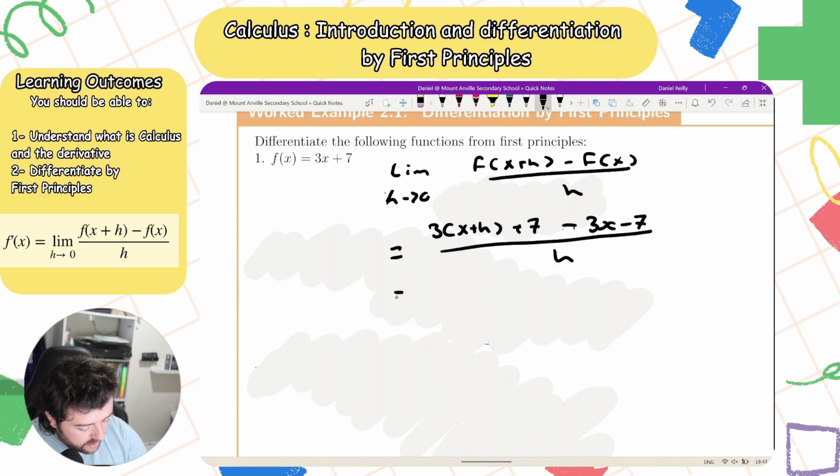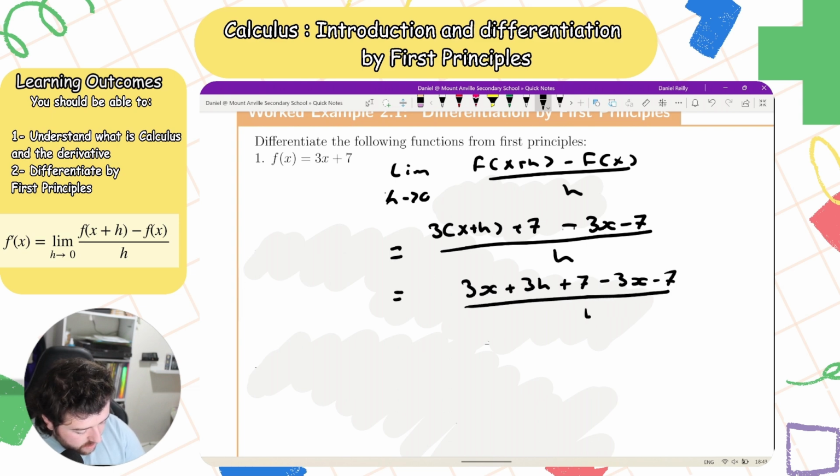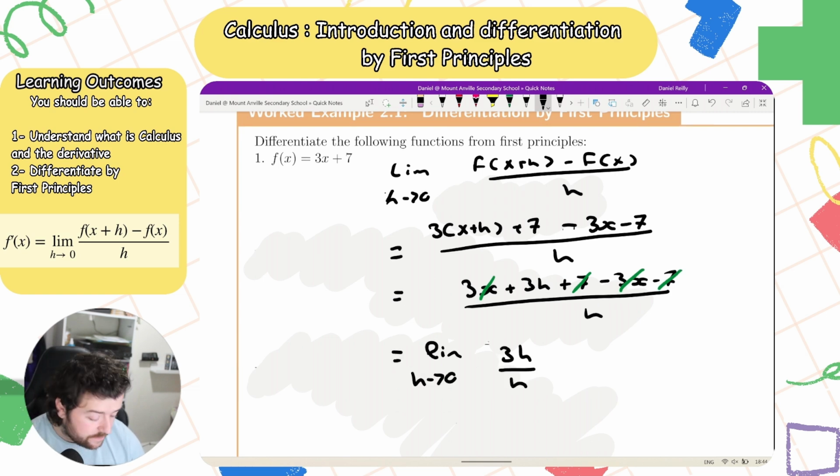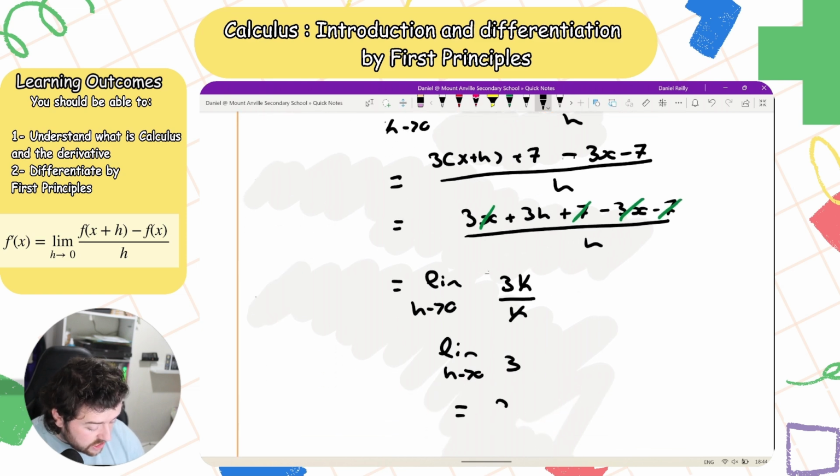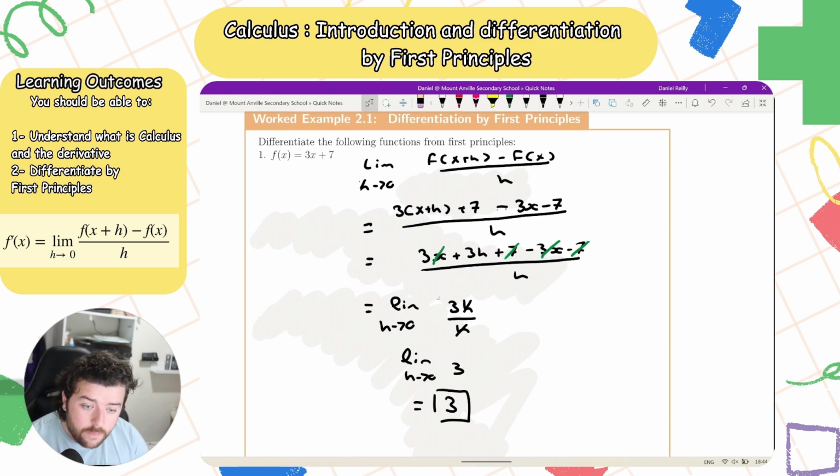This will be equal to 3x plus 3h plus 7 minus 3x minus 7, all over h. The 3x cancels with minus 3x, and the 7 cancels with minus 7. I'm going to be left with the limit as h goes to 0 of 3h over h. h goes into 3h 3 times. So the limit as h goes to 0 of 3. Well, we don't have any h's, so my limit is just 3.